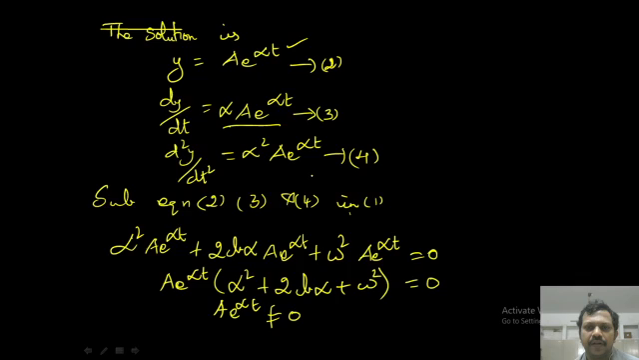Now you substitute equations 2, 3 and 4 in equation 1. So you will get alpha square into a into e power alpha t, plus 2b alpha into a into e power alpha t, plus omega square into a into e power alpha t. Here a into e power alpha t is common in all the terms, so take it outside. So alpha square plus 2b alpha plus omega square is equal to 0. Since a into e power alpha t is not equal to 0, definitely the value inside the bracket will be equal to 0. It is in the form of a quadratic equation.